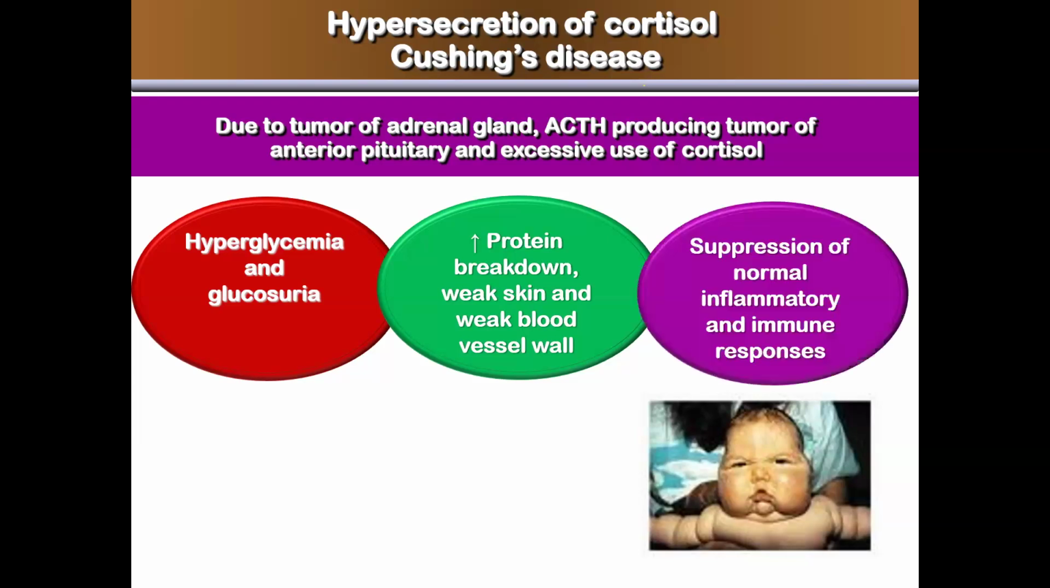Also, there will be suppression of the normal inflammatory mechanism, and there will be suppression of the immune system because we said that cortisol is an anti-inflammatory. So when cortisol levels are high, inflammation will be suppressed. And also we said it is immunosuppressive. So when cortisol levels are high, the immune system will also be suppressed. As a result, the person's immunity will be weak.